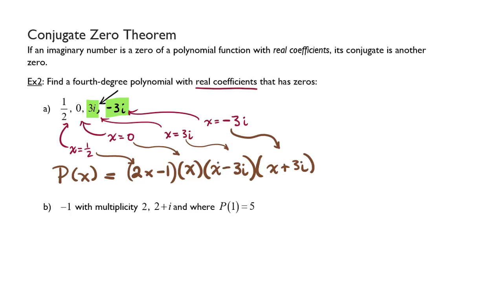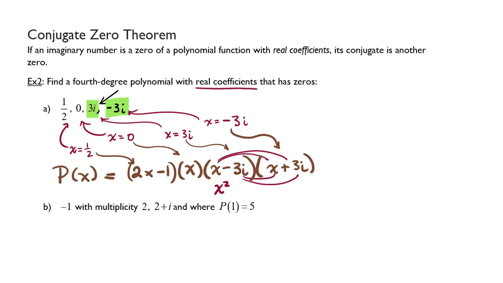Now, if we are asked to write this with real coefficients, we are going to have to FOIL the last two binomials, because negative 3i and positive 3i do not have real coefficients. So we have to FOIL this to find out what it will give me. I will have an x squared. I will have a plus 3ix and a minus 3ix, which will drop out. They'll add to 0. And then a minus 9i squared.